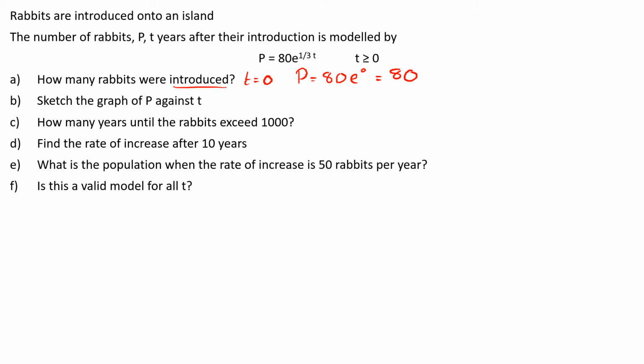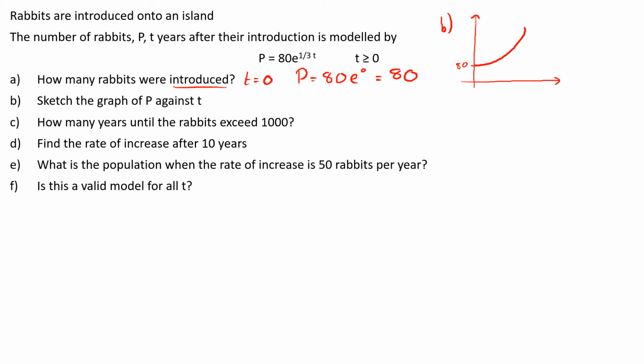So how many rabbits were introduced when t equals 0? 80. Okay, part B, we want to sketch the graph. Now, we're only interested in t greater than 0, so we don't really care about negative t. We do know that it starts at 80 rabbits, and then exponential growth in general just looks like that. That's all you need to do for your sketch.